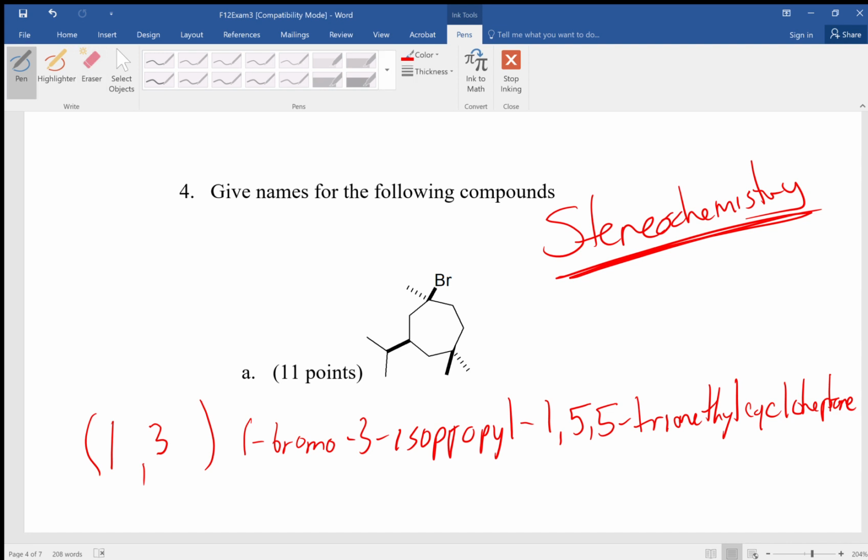So if we look at carbon 1, what is our highest priority substituent? Well, 3 of our substituents are carbon-based. 1 of them is bromine. Bromine has a higher atomic number. That's highest priority. Of the 3 carbon substituents, 2 of them, the 2 in the ring, have more carbons attached. The methyl does not. So the methyl would be our lowest priority.